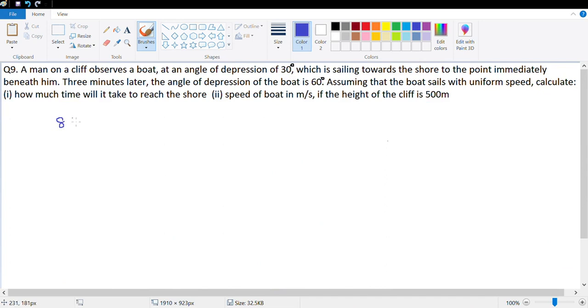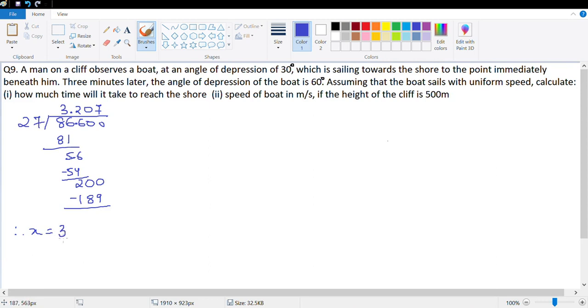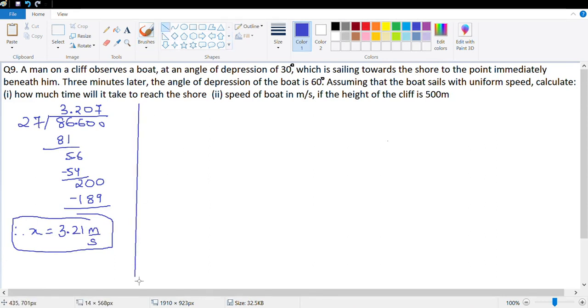86.60 divided by 27. So 27 into 3 is 81. That's 5.6. Decimal goes here. 27 into 2 would be 54. That's 20. That's 0. And this would be 200. That'll be 7 or 8. 7. So that'll be 49 and 140. That's 189. So therefore x would be equal to 3.21 meter per second. I have rounded it off to 2 decimals, 3.21.